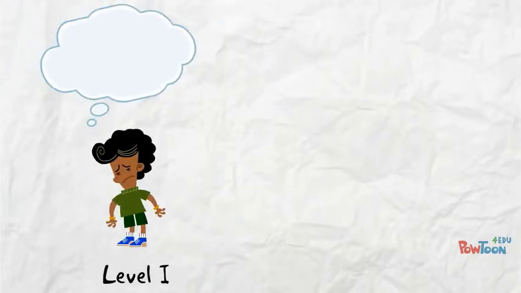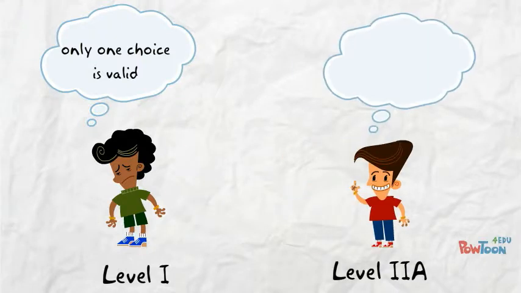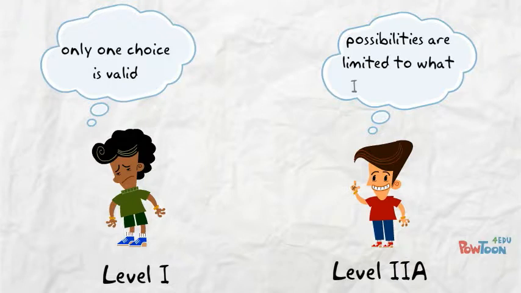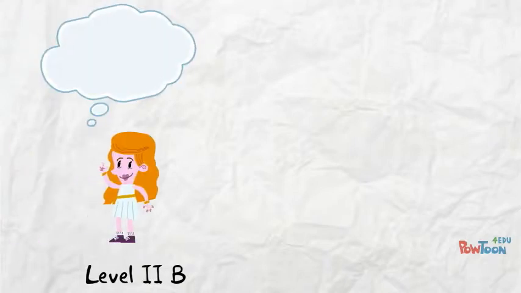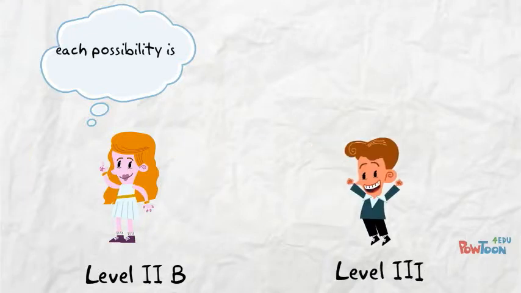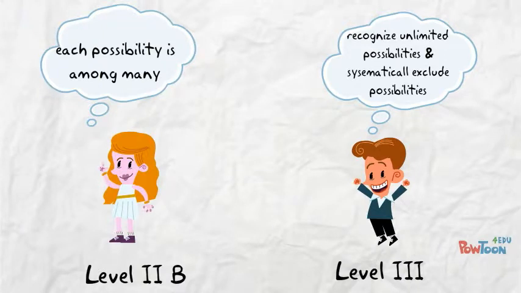Level 1 children can't distinguish between necessity, possibility, and reality. They believe that only one choice is valid, and this is identified as pseudo-necessity. Level 2A children think of few concrete co-possibilities, and possibilities are limited to those the child can imagine. Level 2B learners firmly establish concrete operations. Each possibility is among many that are conceivable. Level 3 thinkers recognize unlimited possibilities and systematically exclude possibilities until they arrive at the one that is necessary.